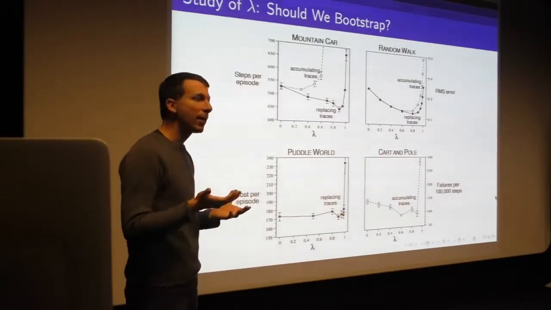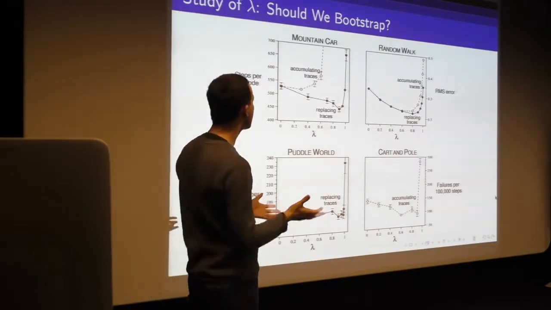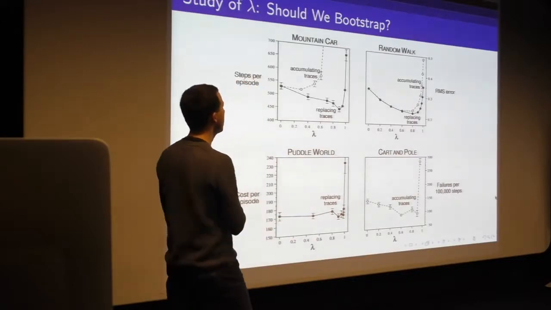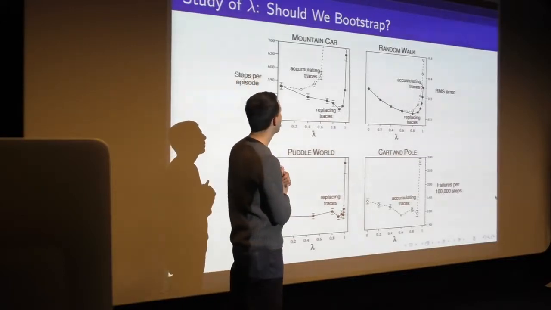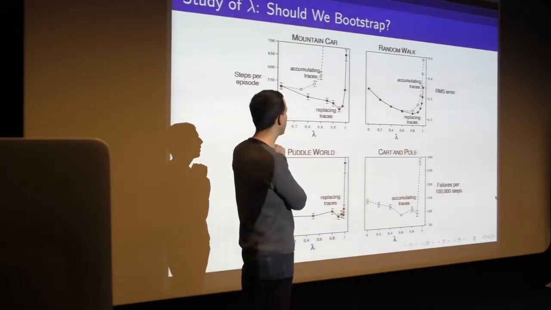Okay, so we talked a little bit about using lambda there. I just want to throw out this slide, which is an empirical slide. It's an old one, but I think the lesson has been borne out time and time again since then. So I think it's still useful to see. Forget the accumulating and replacing traces. That's just two slightly different variants in how you use eligibility traces.